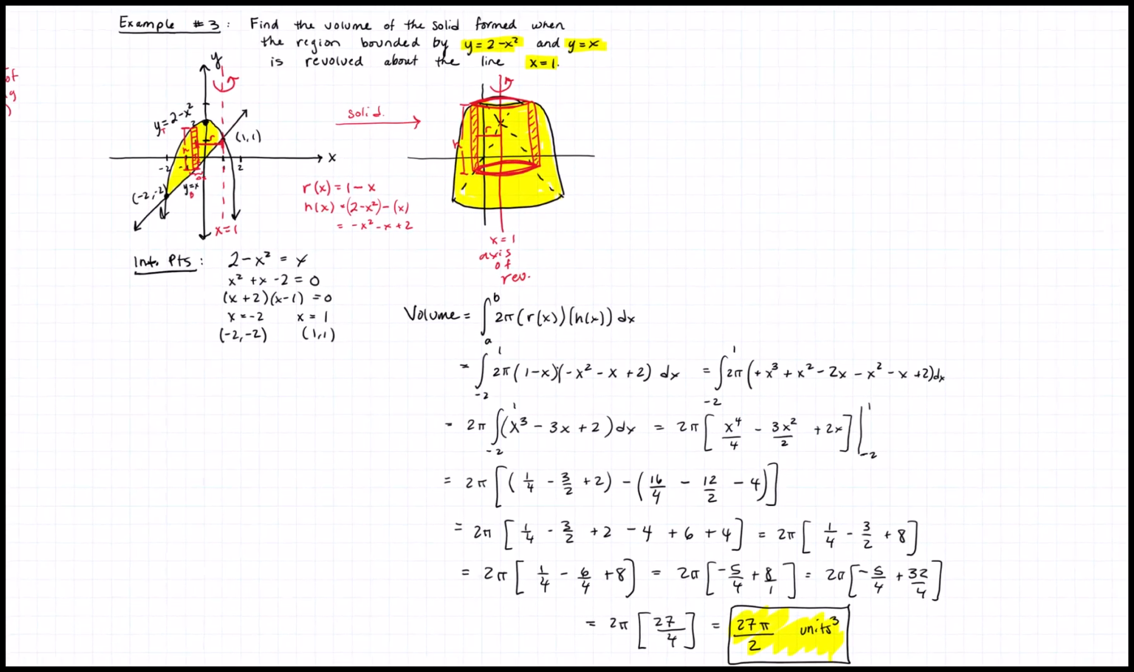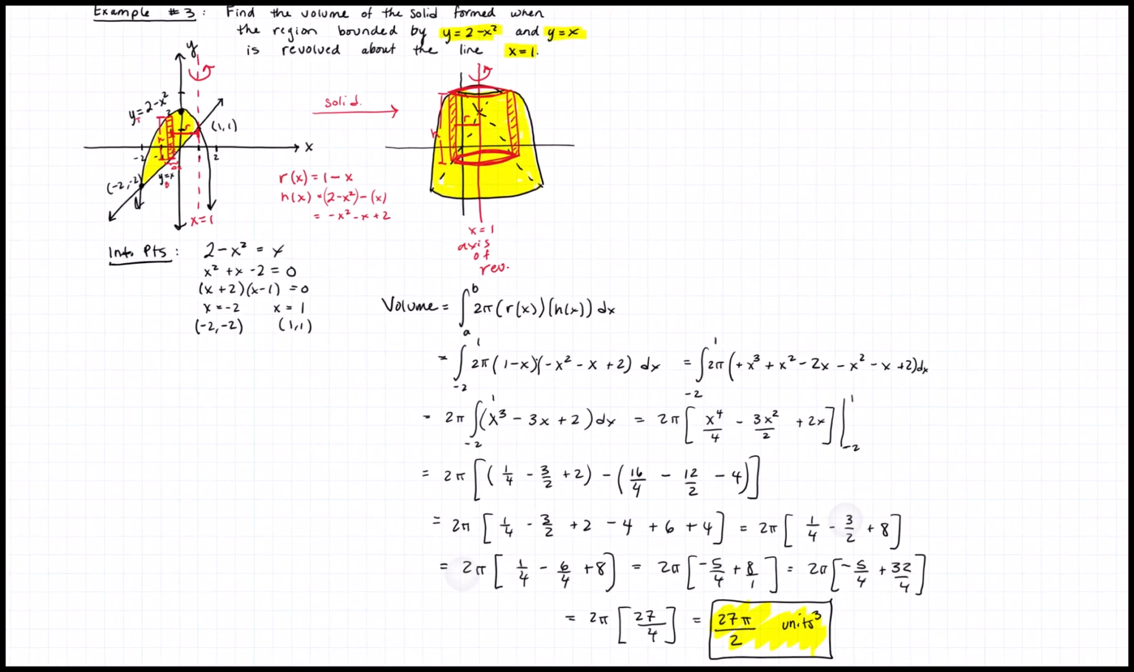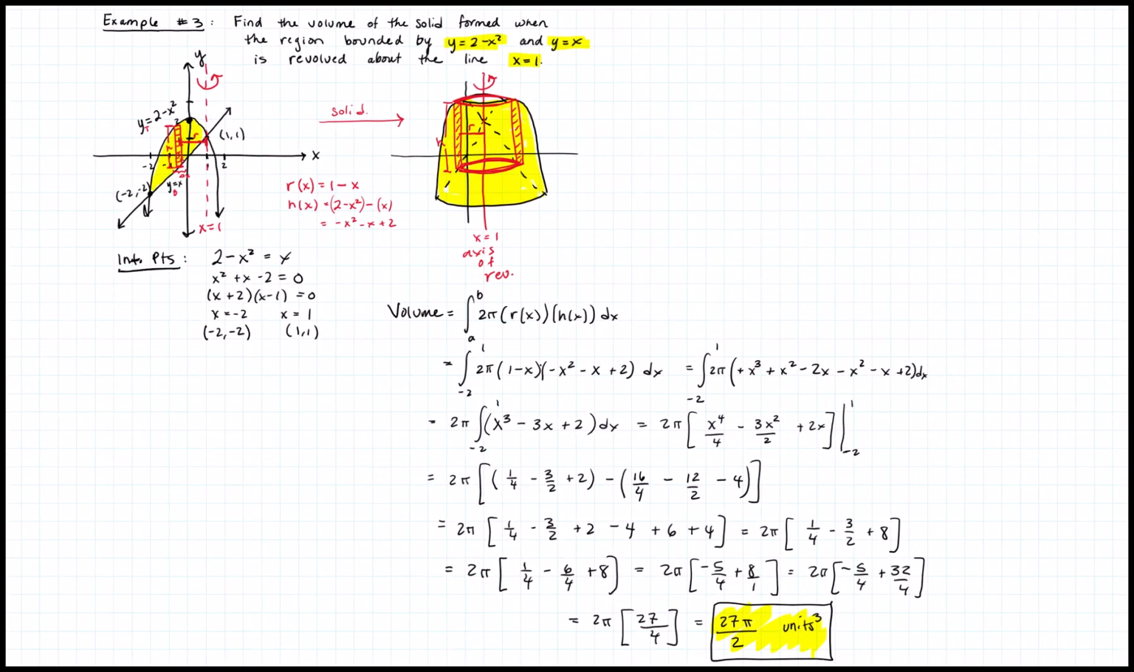See if we can get it all on the page. For this fun little solid that we had by taking that parabola and that line and revolving it around a vertical axis that wasn't actually the y-axis. So we can revolve around vertical and horizontal axes that are not the x or the y-axis, and we just have to be careful when we're setting up our radius and our height that we take that shift into account.